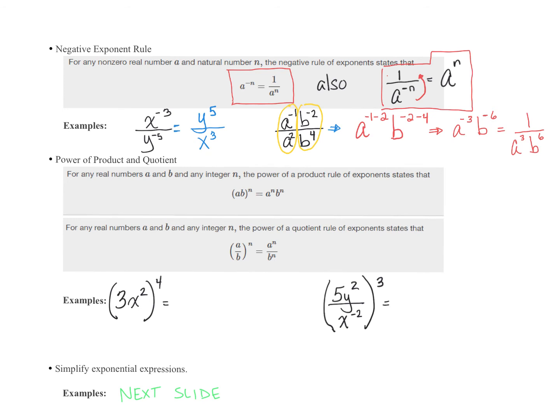In general, too, we could have just taken one of those a's and moved it to the bottom, giving us a cubed. And the two b's we could have moved to the bottom and made it b to the sixth. Just a different way to approach the problem.